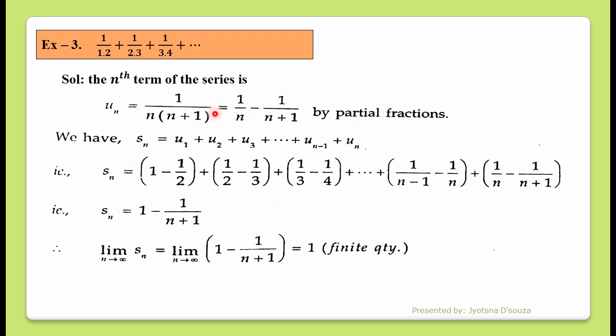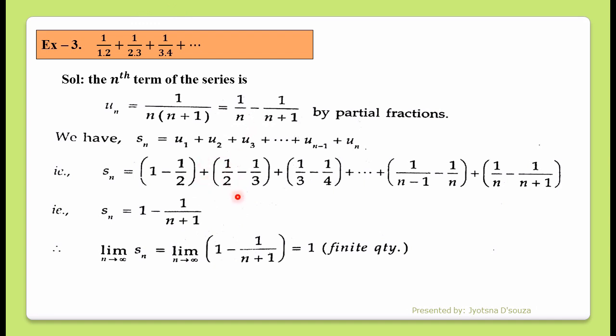Therefore, our Sn is nothing but the sum of the first n terms, that is u1 plus u2 plus u3 plus etc. up to un. We'll substitute for u1. Here our u1 is 1 by 1 into 2. But since we'll write it in terms of partial fractions, it is 1 minus 1 by 2 from this formula. The second term is 1 by 2 into 3. Here n is 2, n plus 1 is 3. So 1 by 2 minus 1 by 3. Likewise, we'll write for the n terms. Then we'll add the sum.